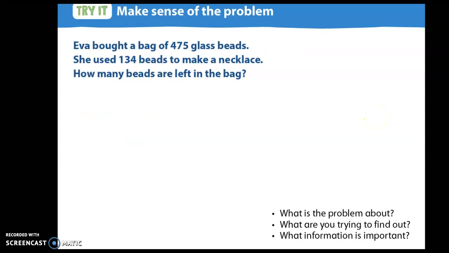Here's another example. Eva bought a bag of 475 glass beads. She used 134 beads to make a necklace. How many beads are left in the bag? Here's a key word right there, left. That just tells me to subtract.